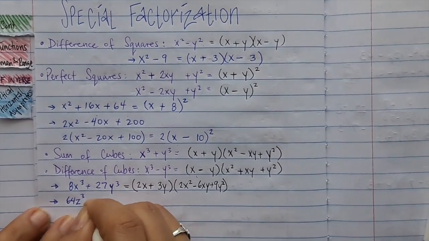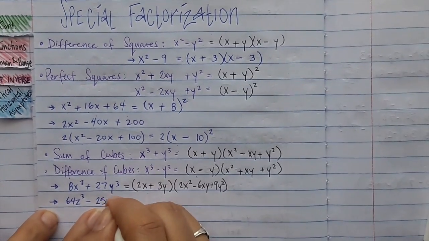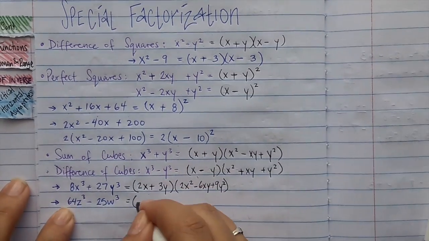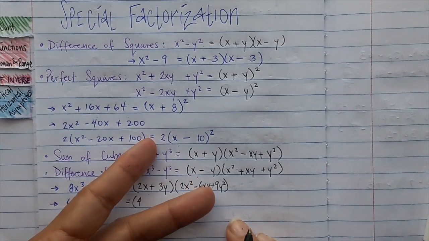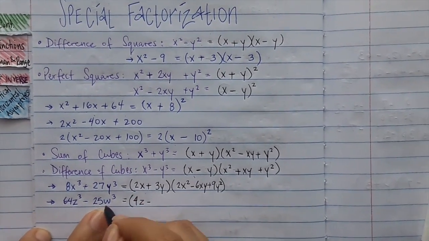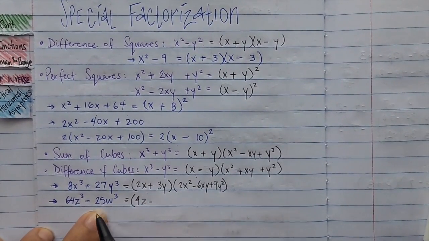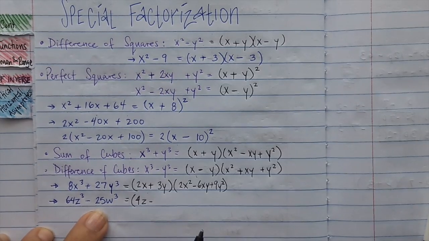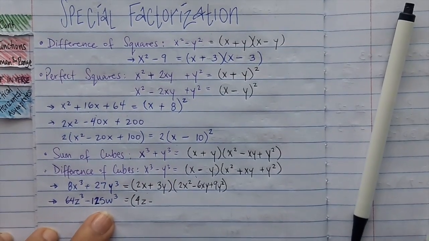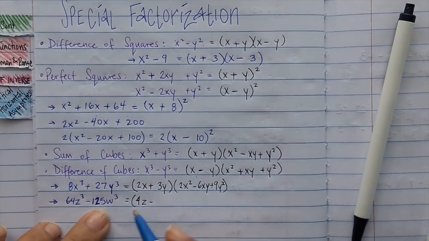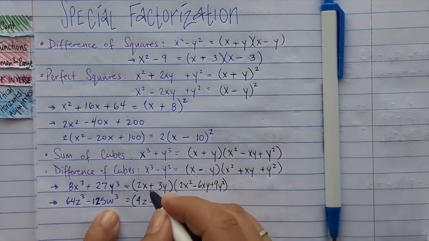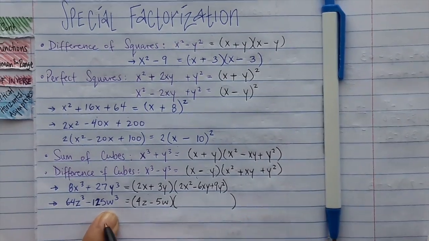So again, if you can take the cube root of the first thing, the cube root of the second thing, cube root of 64, you're going to get 4, because 4 times 4 is 16, times another 4, that's 64. So 4z. Cube root of 25 is going to be, actually let me change that to 125, because there's no cube root of 25. So I'm going to change that to 125. Cube root of 125 is 5, because 5 times 5 is 25, times another 5 is 125. Alright, 5w, and then use that to do the second thing.